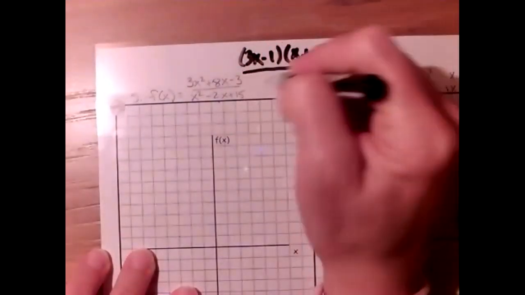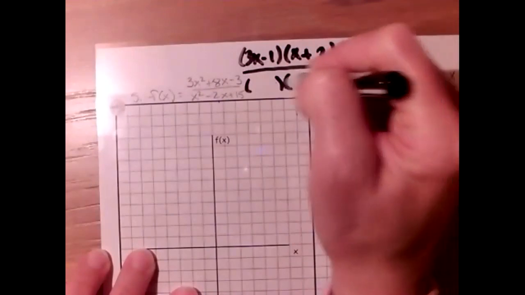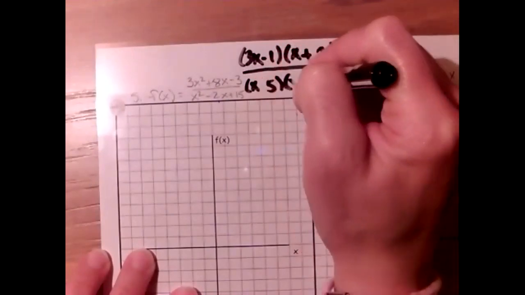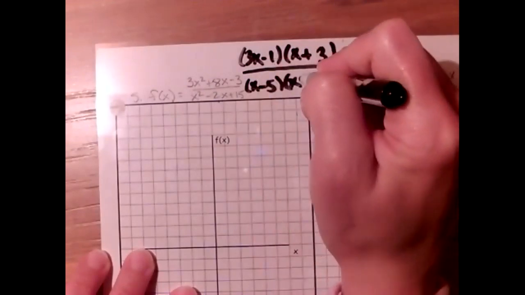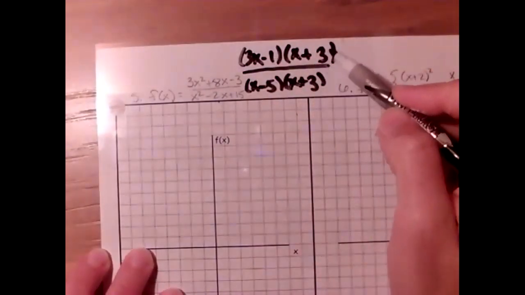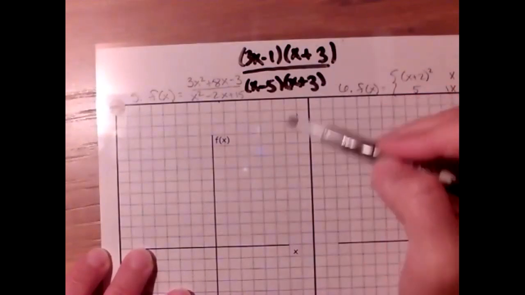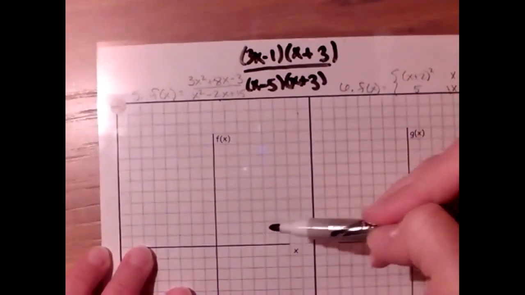All right, the denominator is going to split into 5 and 3. And to get a negative 2, we would need a negative 5 plus 3. So since we have these factors that are going to cancel out, what does that mean we get in our graph?